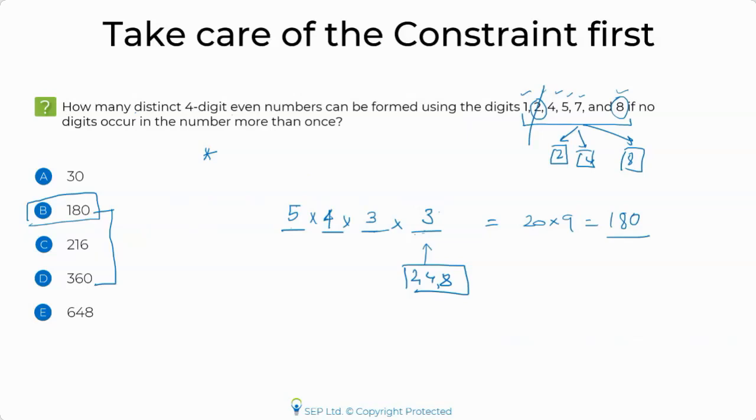Okay, great. Now let's make this a little bit more interesting. In fact, I don't have options for these, but I think it would be good practice. If I ask you how many distinct 4-digit numbers can be formed using these digits only, that are formed if no digit occurs in the number more than once, and the 4-digit number is divisible by 4. Can you try this one?